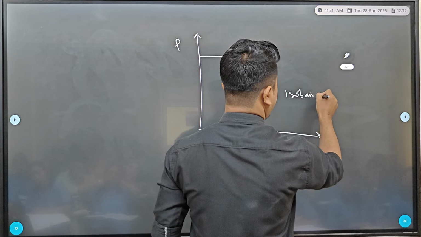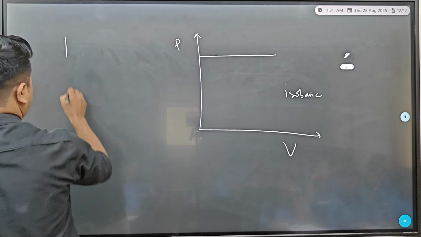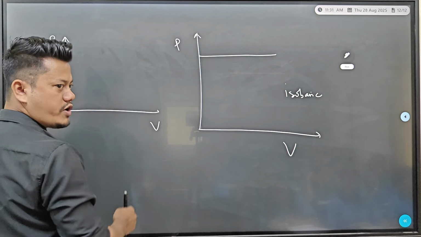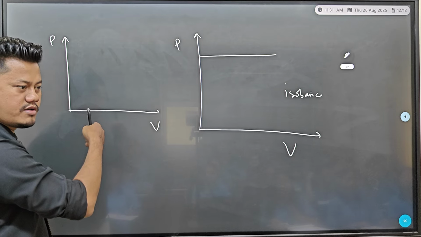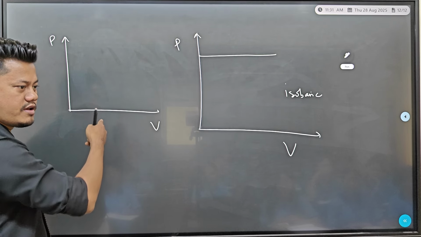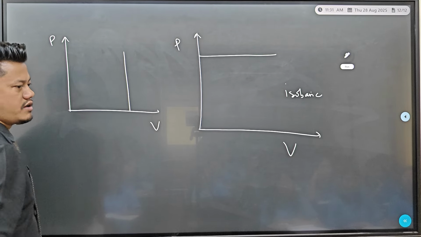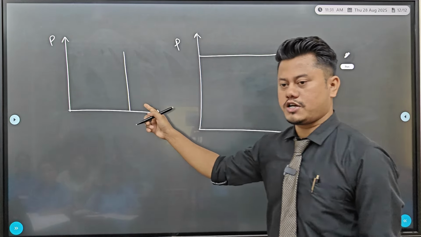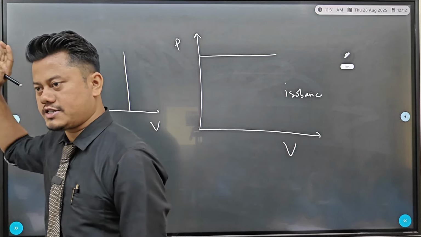I hope you understood, right? You can apply the same concept for isochoric. This is P and this is V. Where should the graph be? Volume should remain constant. How should it be? A straight line, but towards the pressure axis. Volume will remain constant here, no matter how much the pressure is changing.